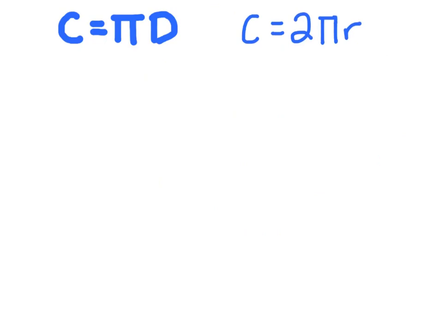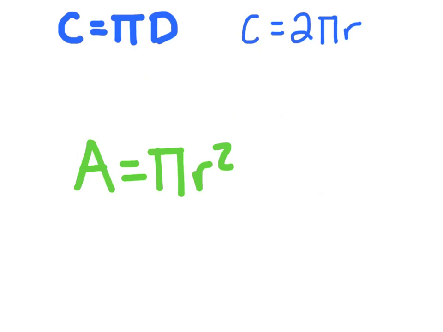The other formula that we often use is for the area. The area of a circle is pi r squared, where area equals pi times the square of the radius. And let's look at why this is true.